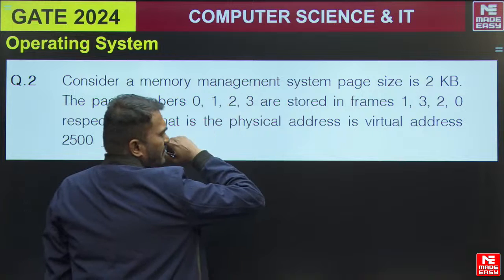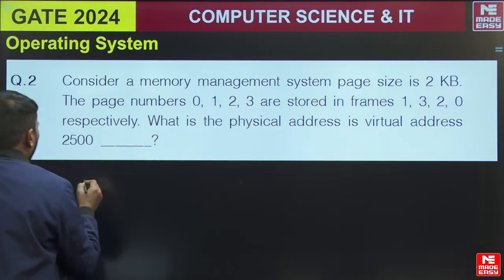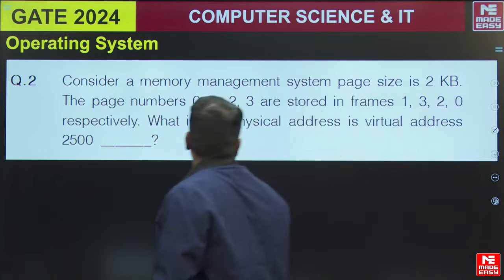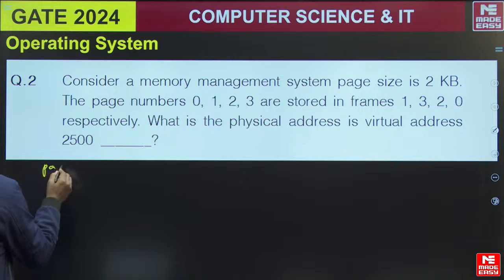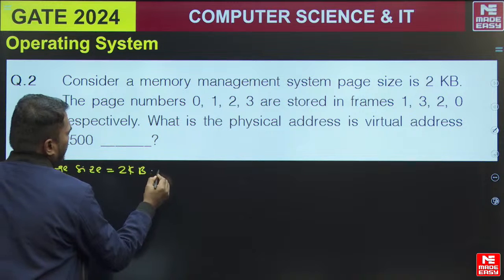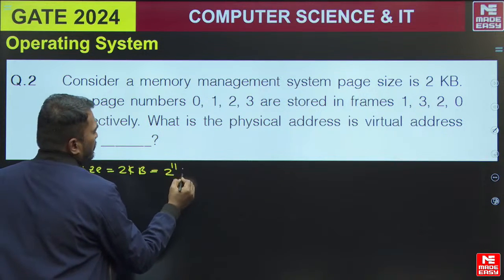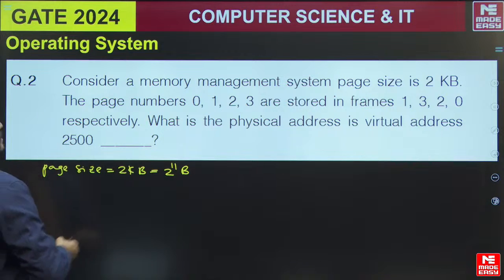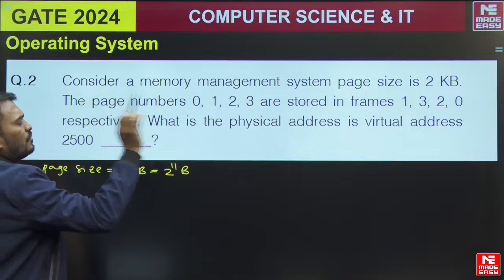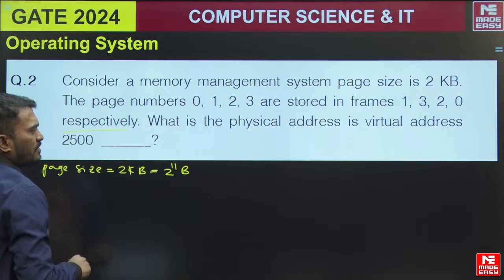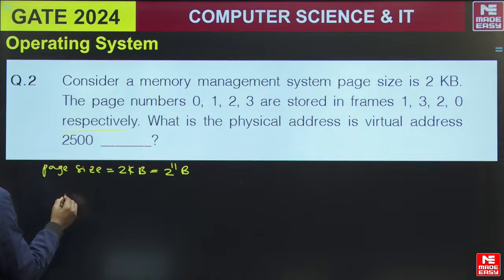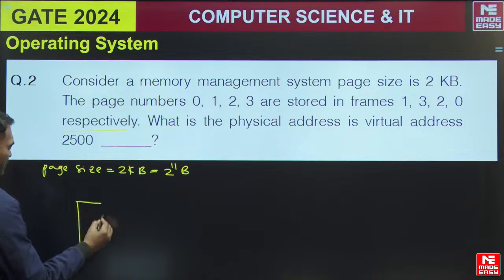Consider the memory management system, page size is 2 KB, just observe here. So I am writing here: page size is 2 KB. What is the meaning of 2 KB? It means 2 power 11 bytes, correct. And next, page numbers 0, 1, 2, 3 are stored in the frames 1, 3, 2, 0 respectively. So it means your page table will look like this.